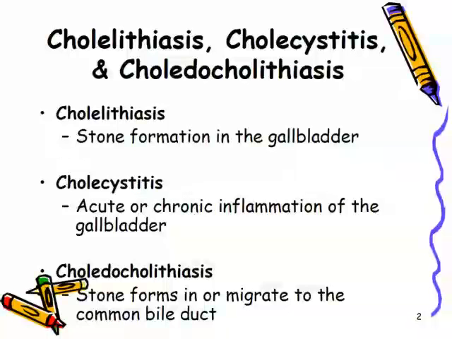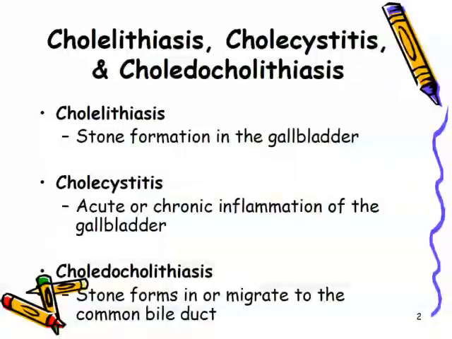Cholelithiasis is a stone formation within the gallbladder, whereas cholecystitis is an acute or chronic inflammation of the gallbladder, and choledocholithiasis is where the stone forms or migrates to the common bile duct.